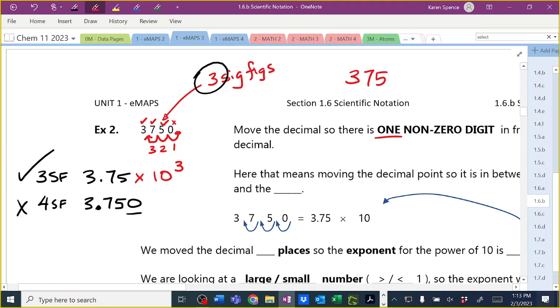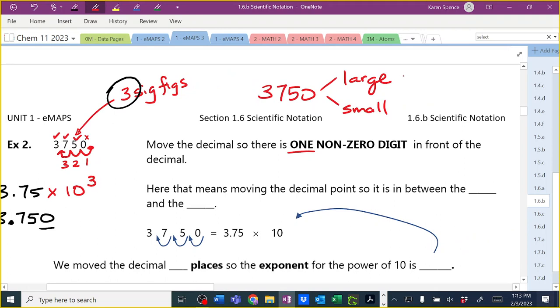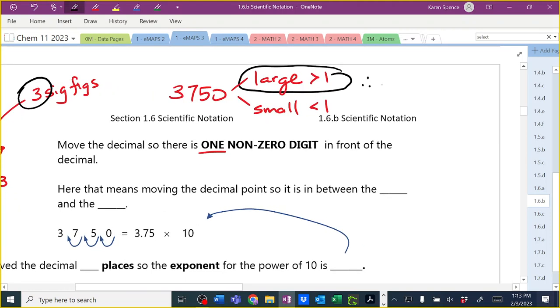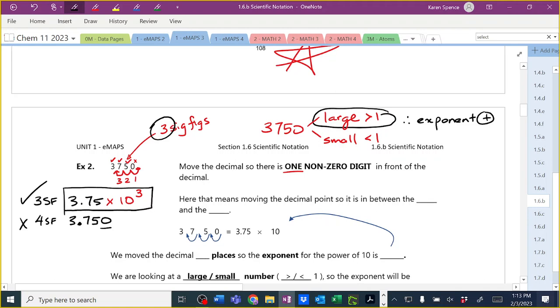Is 3750 a large number or a small number? Is it greater than 1 or less than 1? It is greater than 1. It is a large number, therefore the exponent should be positive. And so we just leave it as it is. Okay, 3.75 times 10 to the 3.